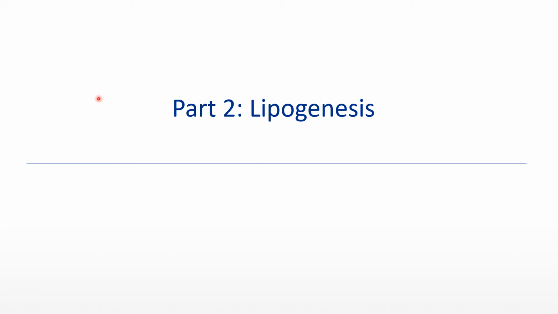Hello again. Welcome to part 2 of Lipid 4 lecture. In this part, we are going to look at a process called lipogenesis, or it also means fatty acid biosynthesis. Lipo is referring to lipid and genesis meaning generation. So lipogenesis collectively means the synthesis of fats or lipids.